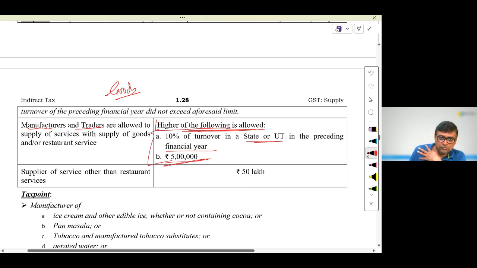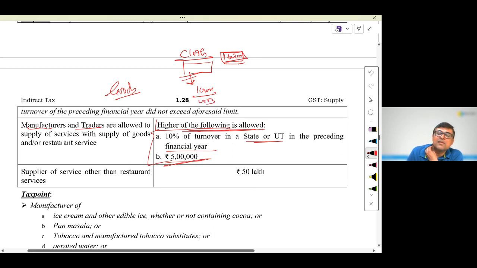Suppose I am dealing in cloth, selling suiting and shirting. I also have a tailor. I have an arrangement in my shop, a tailor. If you want to stitch all these shirts or pants, etc., I have this type of facility also. In the preceding year, my total turnover from supplying these goods or services was say 1 crore. I'm located in West Bengal.